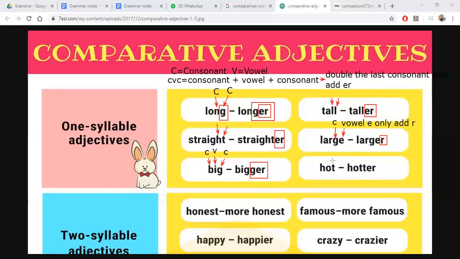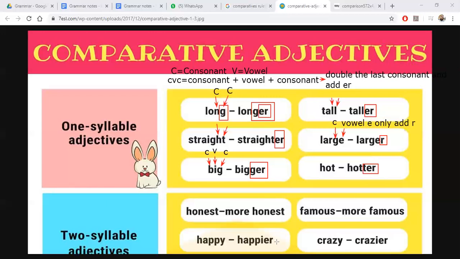The same with hot. Hot has consonant, vowel, consonant. So we do the same thing. We double the last consonant, which is t, and then we add er, and we form hotter. So remember, those are for adjectives that end in consonant, vowel, consonant, with one syllable.